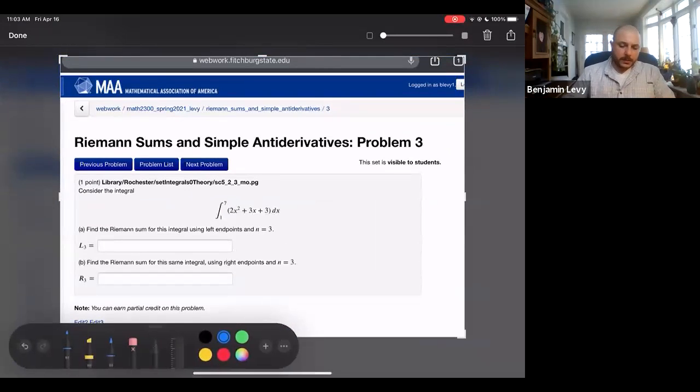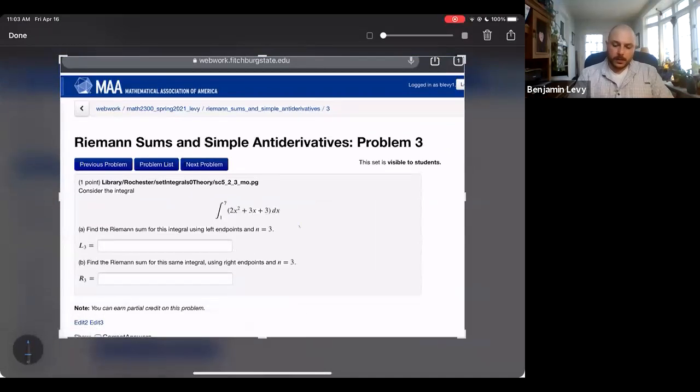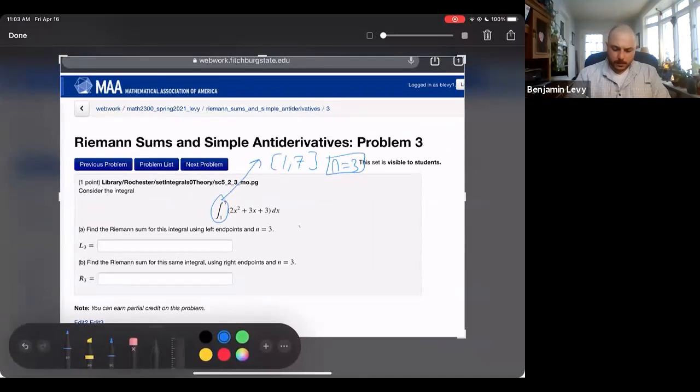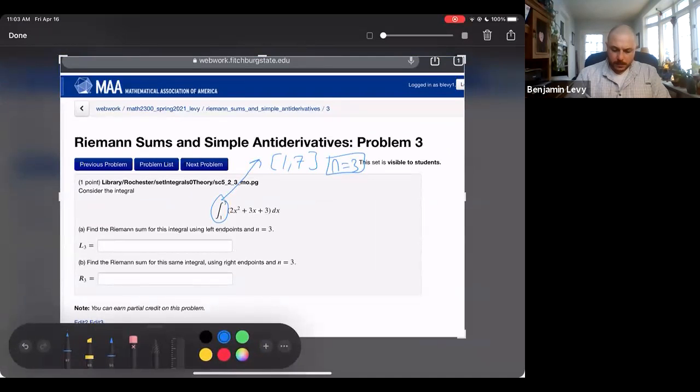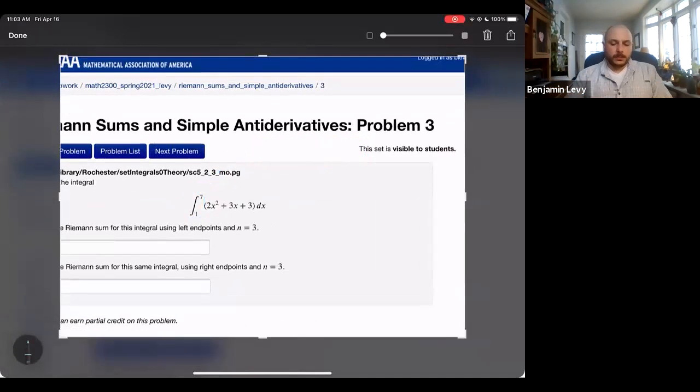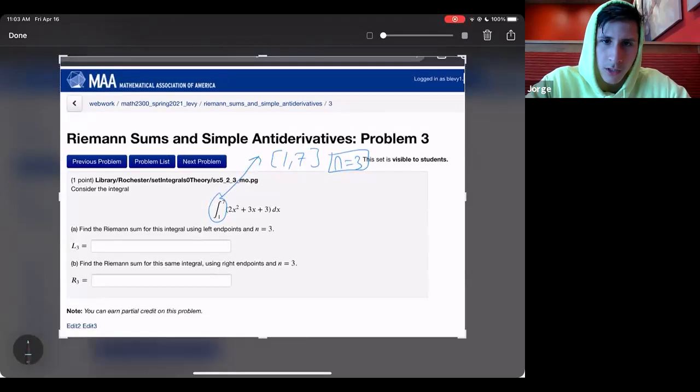So we're approximating this integral, and we're going from 0 to 7, right? So the integral, 1 to 7. At least that's what mine says. Maybe yours is different. But what do you think? So we want n equals 3. How do you start these kind of problems? You with me? We would take the antiderivative of the function.